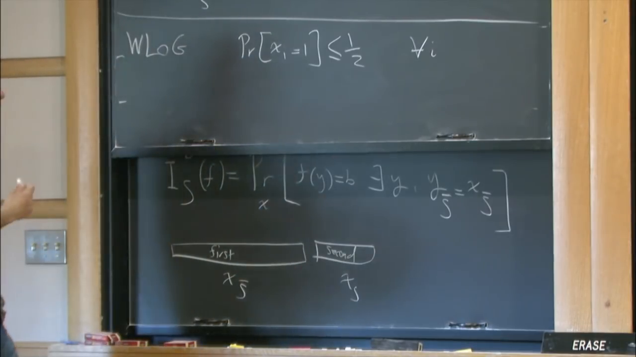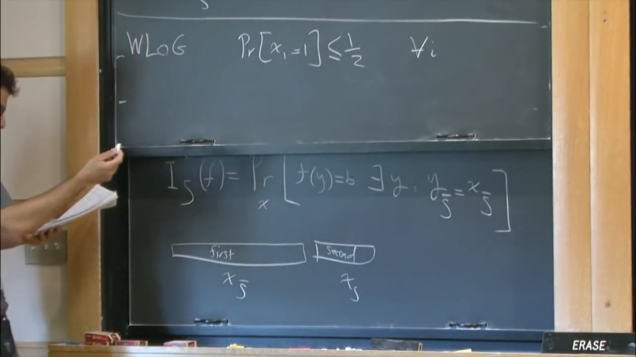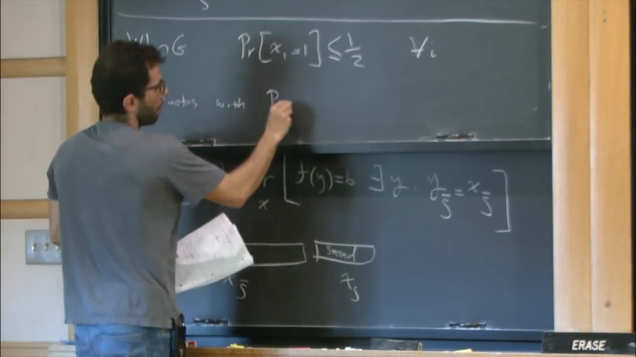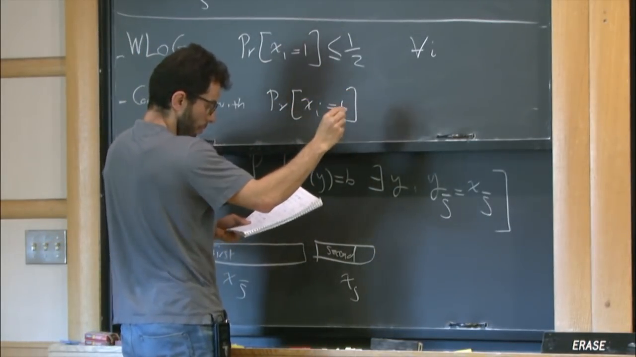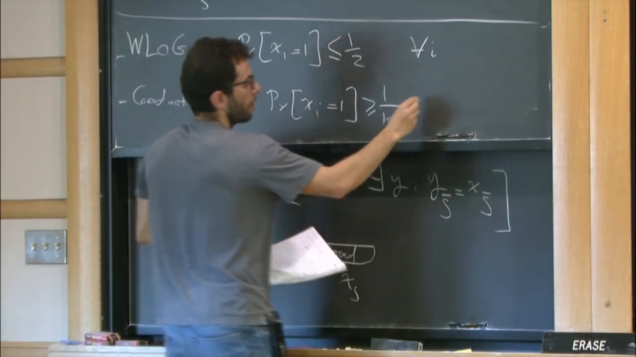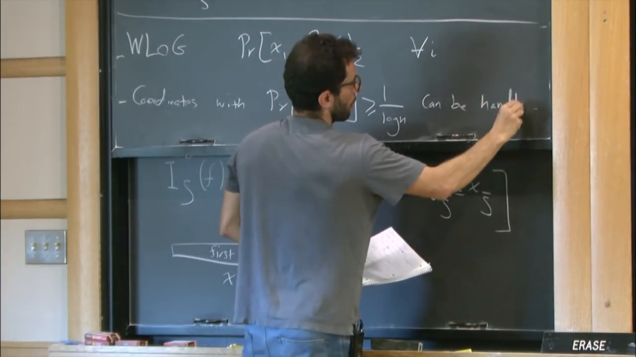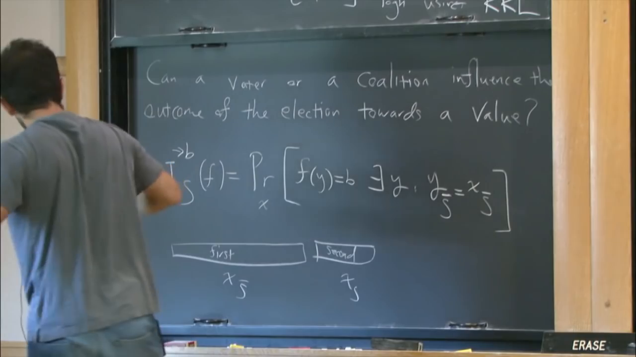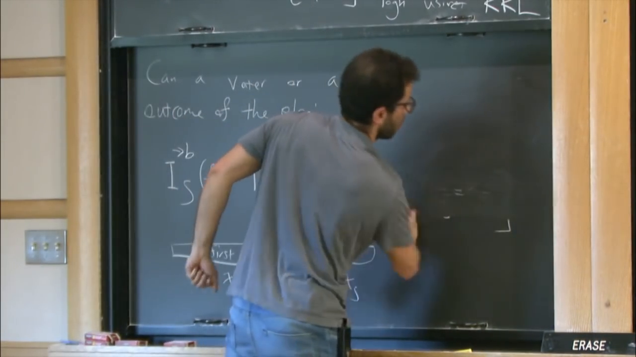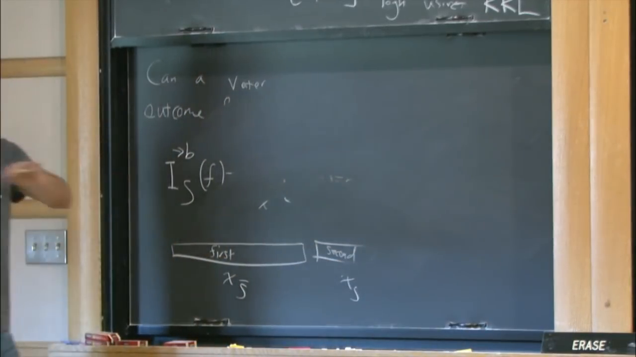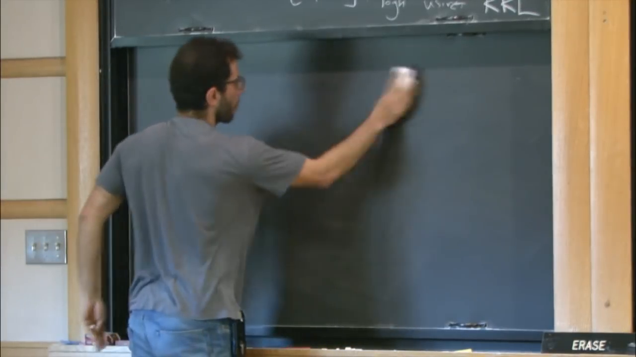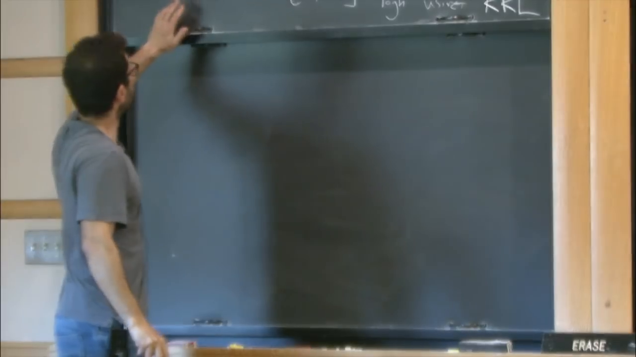The other remark is that the coordinates which are not very biased can be handled by KKL arguments. So coordinates with probability of xi equals 1 that is, say, 1 over log n, these can be handled using KKL. So I'm going to assume there are no such coordinates to make life simpler. Otherwise, I have to separate them, put them in a different bag, and deal with them differently.